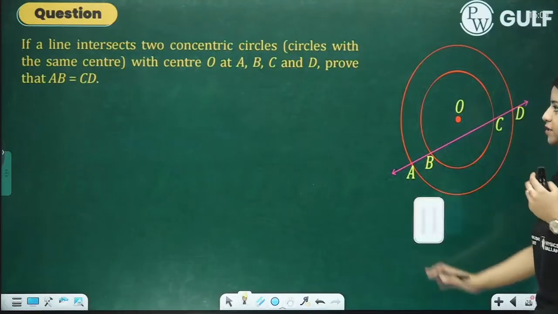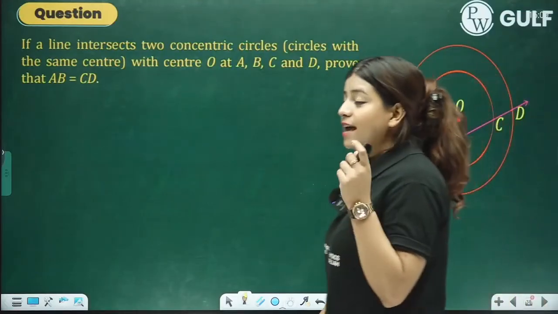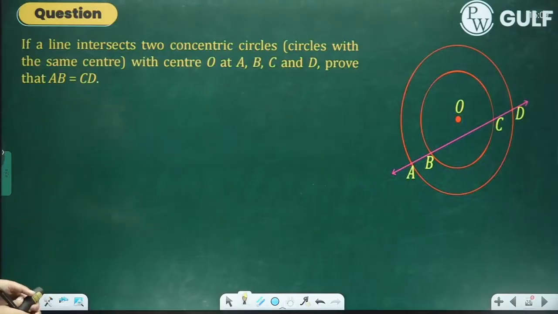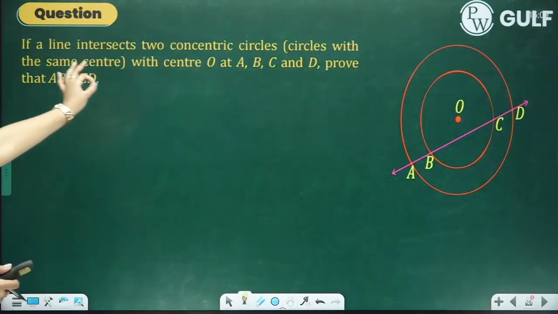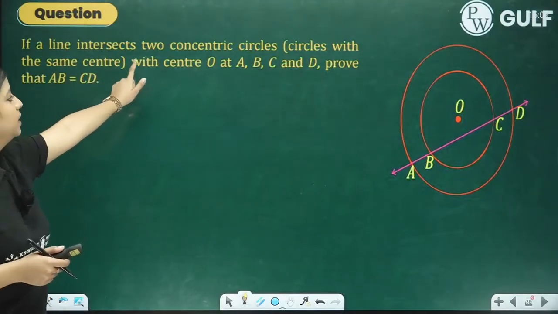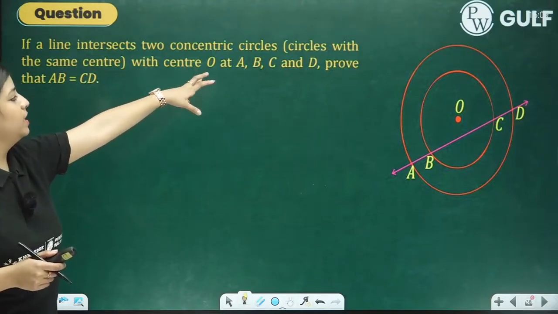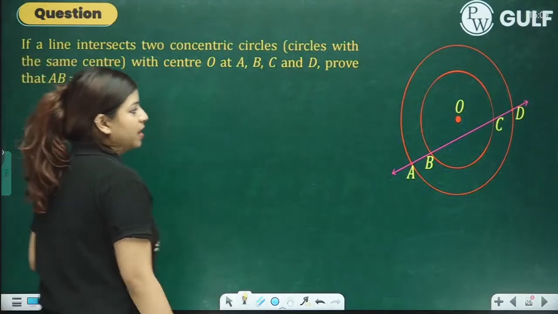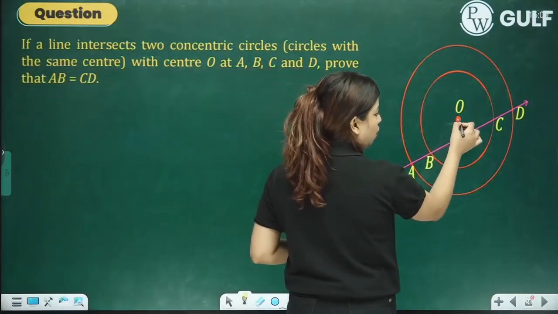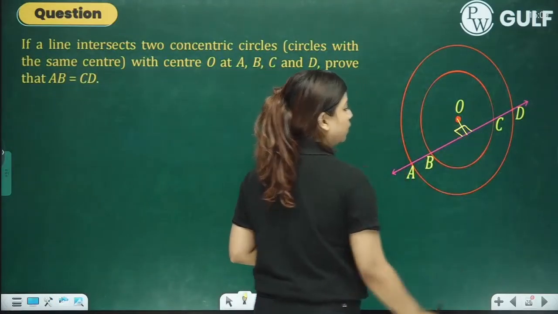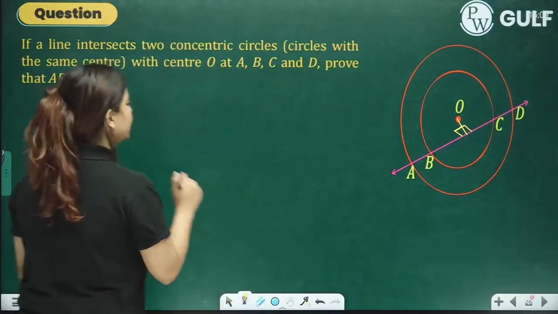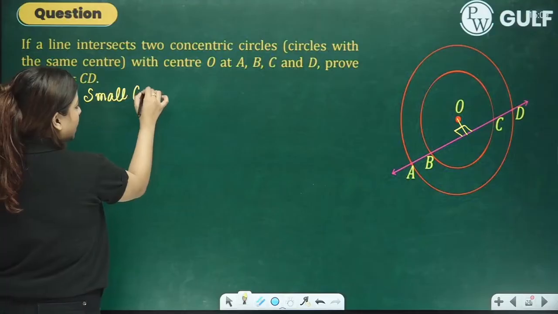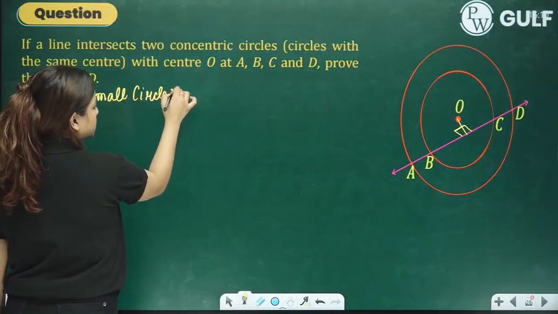Now, let's see this question. Over here it says, if a line intersects two concentric circles with the same center O at A, B, C and D, prove that AB is equal to CD. The very first thing that we can do is from O, draw the perpendicular. Now, let's talk about the small circle.